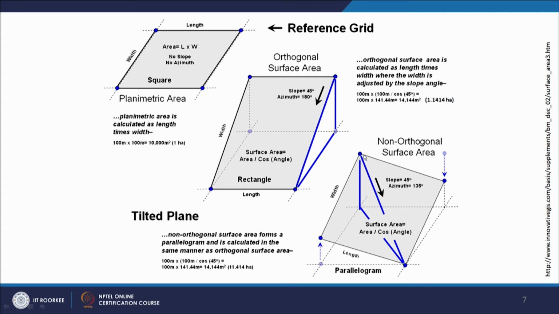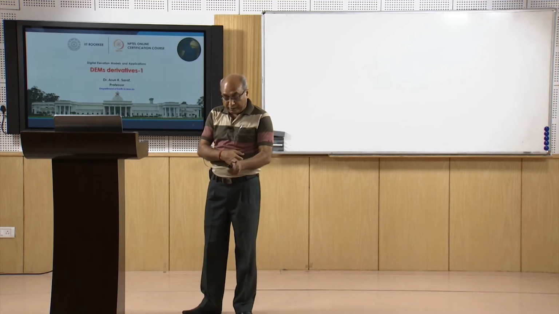than a square. And this is orthogonal surface area, and this is non-orthogonal surface area, where it is not at 45 degrees with this length. So when you have a parallelogram here, this becomes a non-orthogonal area. The non-orthogonal surface area forms a parallelogram and is calculated in the same manner as the orthogonal surface. So it is not necessary that in digital elevation models the slopes will only be calculated for north-south sloping. They may be in any direction.